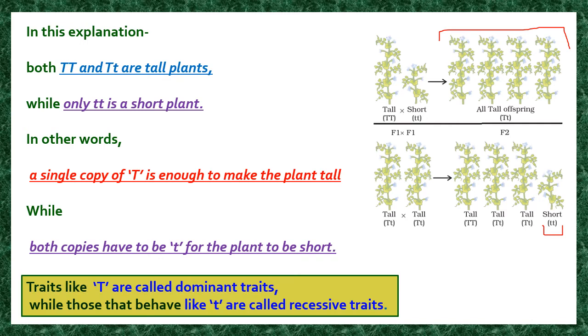What does it mean? It means traits like capital T are called dominant traits. Why? Because it doesn't need the other one. A single copy of this T is enough to make the plant tall. On the other hand, the small t is called a recessive trait. These dominant and recessive traits play a very important role in deciding the gender of a human child, that we will discuss in the next session.